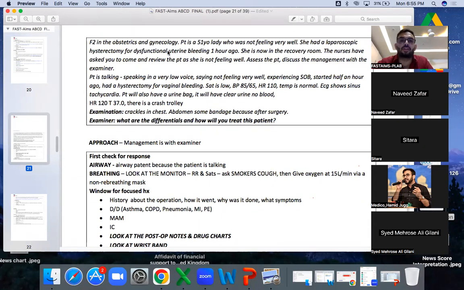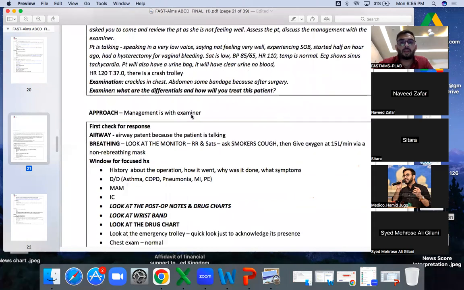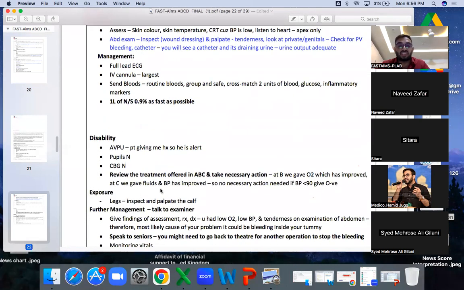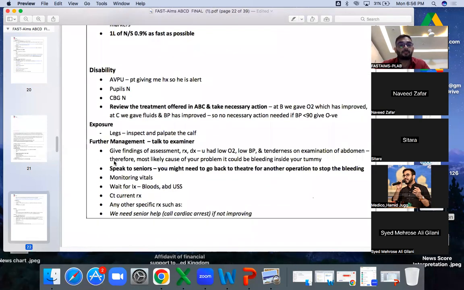Laparoscopic hysterectomy patient, okay? You will see the wound. You will see the genital parts as well. You cannot miss the genital parts here in the circulation part, okay? The rest of the management is the same as we have recently done in the bleeding scenario. Other than that, nothing has changed.